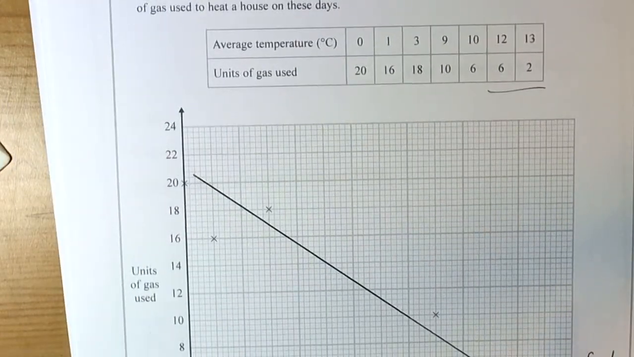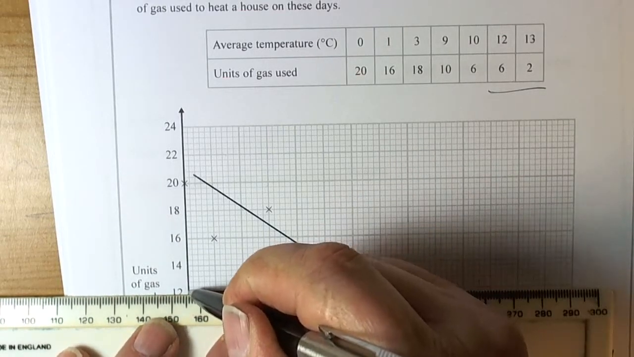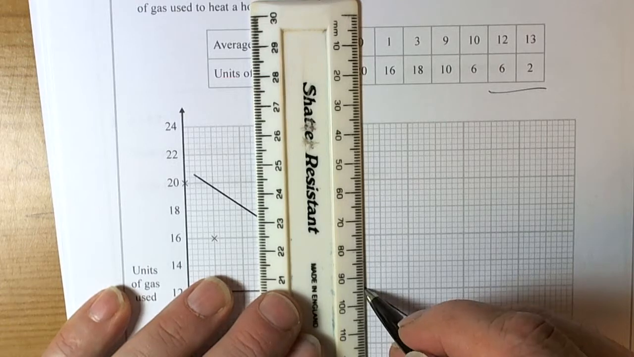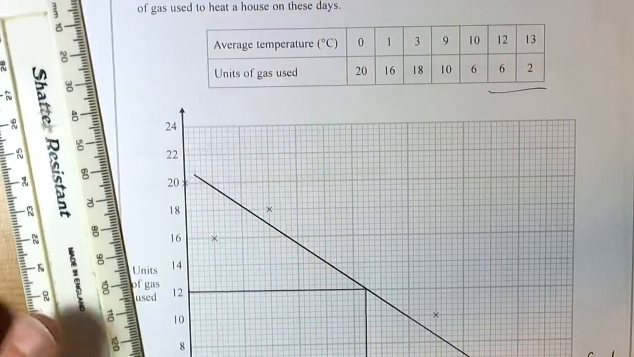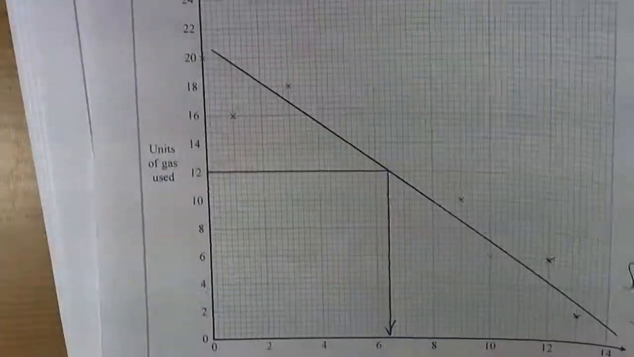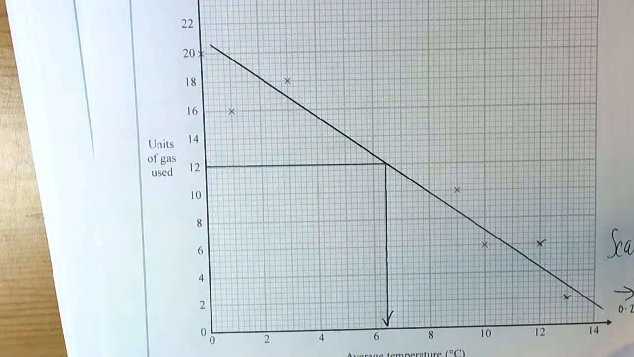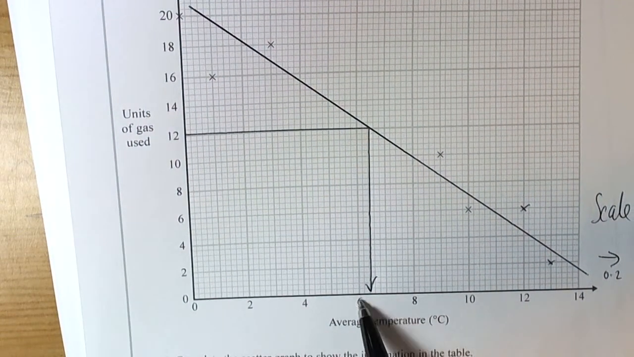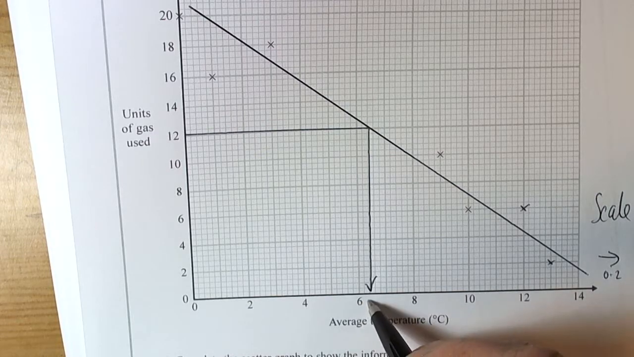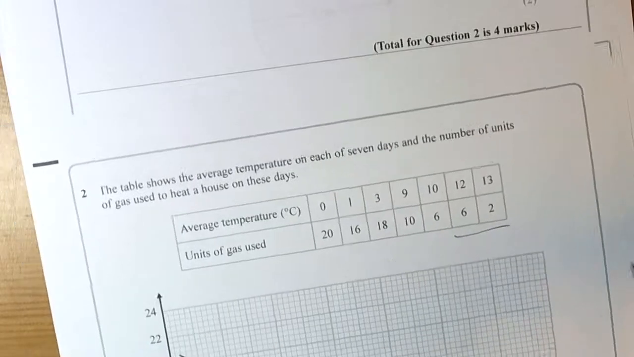So it says do this when the 12 units of gas are used. So basically we come across to our line of best fit from 12 and we come down, and we've recognised the scale going across the x-axis. The temperature axis is going across in 0.2s, so we've got 6, 6.2, 6.4. So the answer for part C is 6.4.